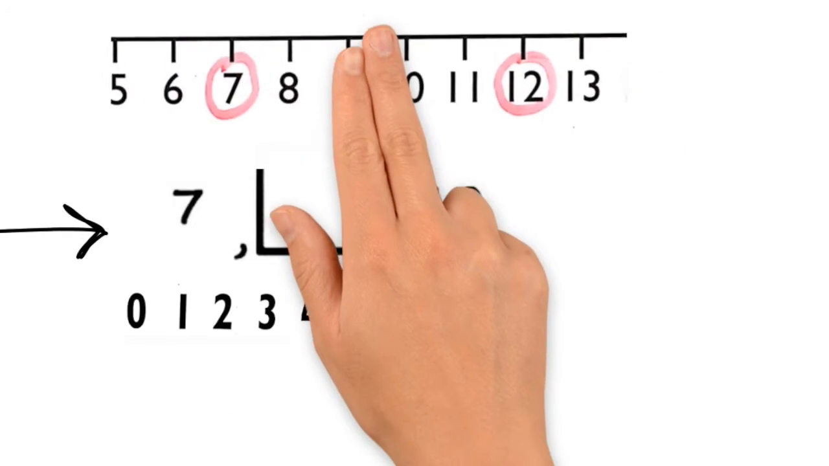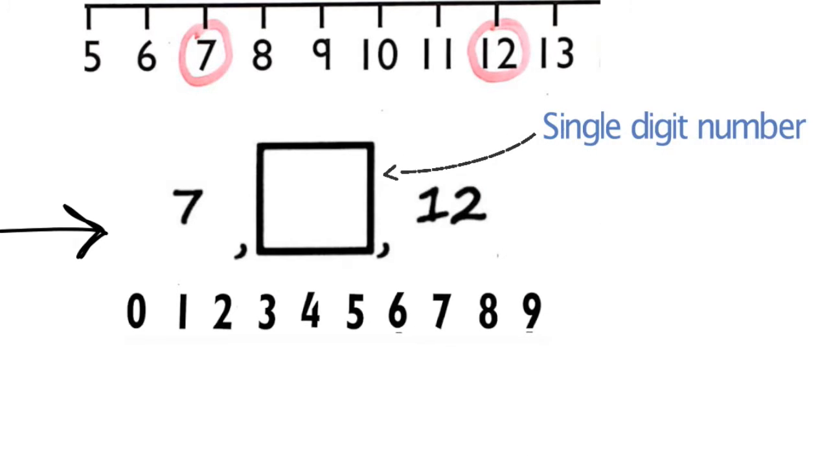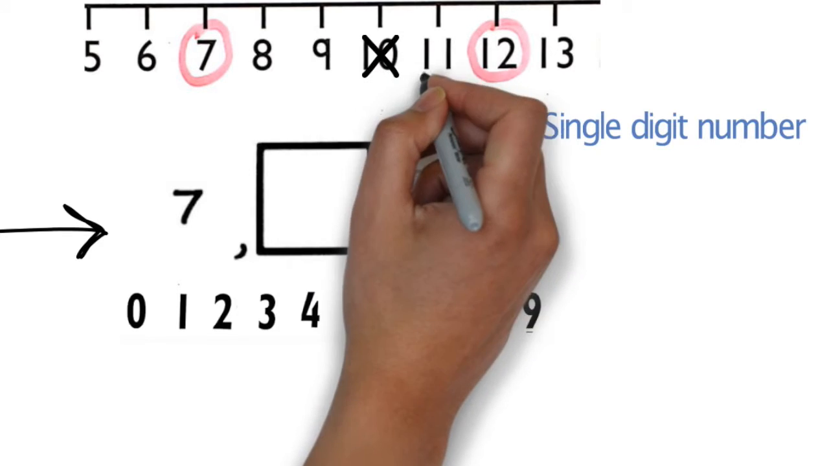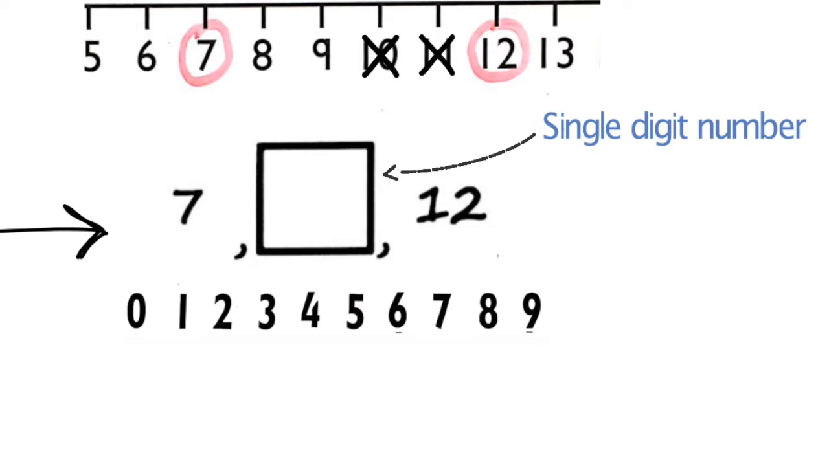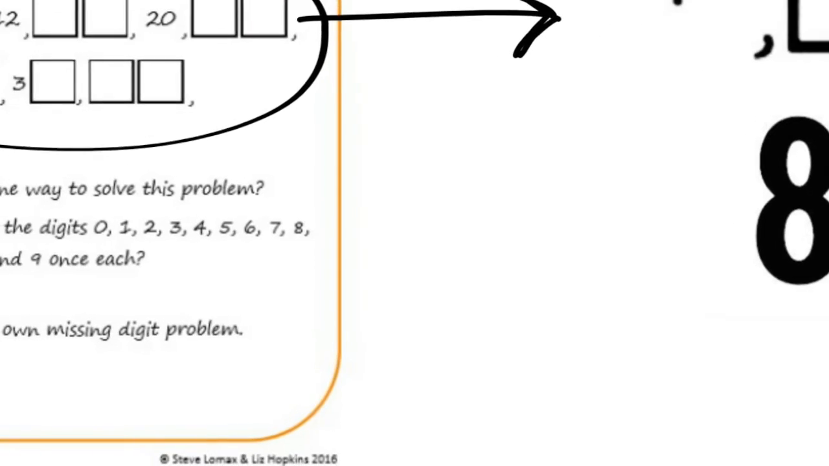You could use a number line to show which numbers are between 7 and 12. With this one, we know it's a single digit number, so we know it can't be 10 or 11, which means we've narrowed it down to two numbers. We know it could either be 8 or 9. You could then move on to another part of the problem.